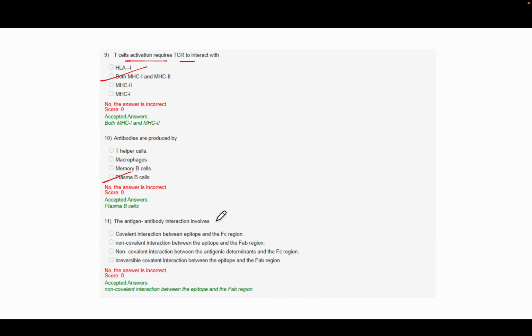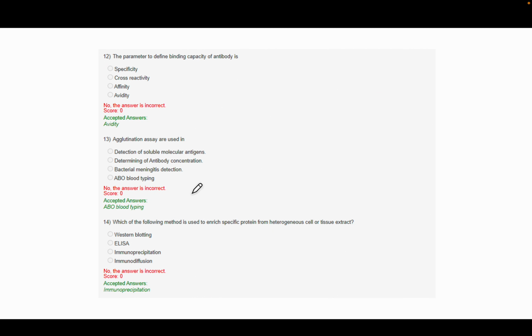The antigen-antibody interaction involves non-covalent interaction, not covalent interaction, between antigenic epitope and Fab region. This is the answer. The parameter to define binding capacity of antibody is avidity. Agglutination assays are used in detection of soluble molecular antigens, determining antibody concentration, ABO blood typing, bacterial meningitis. Agglutination assays are used in ABO blood typing.